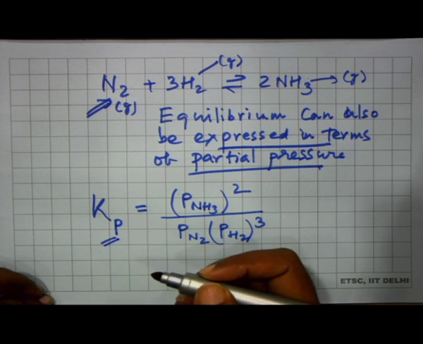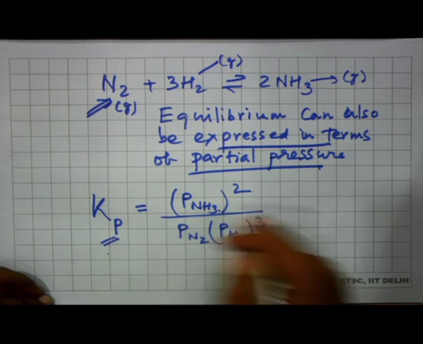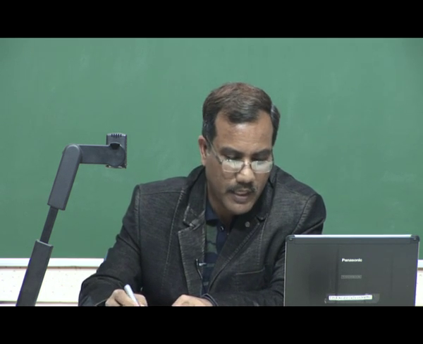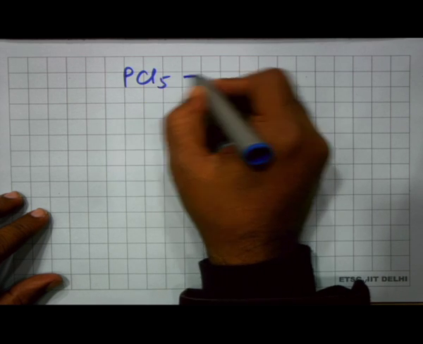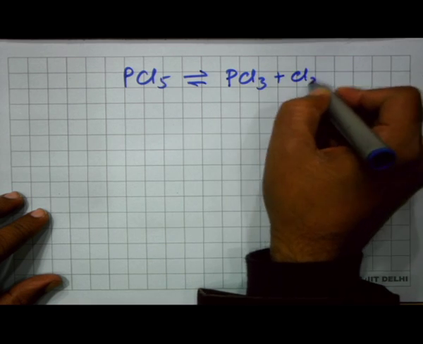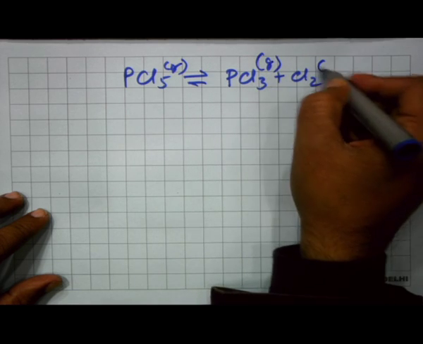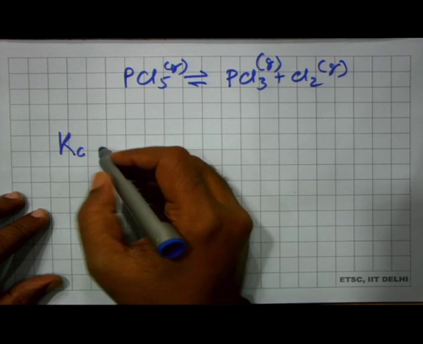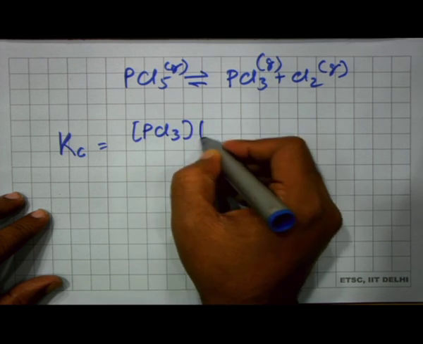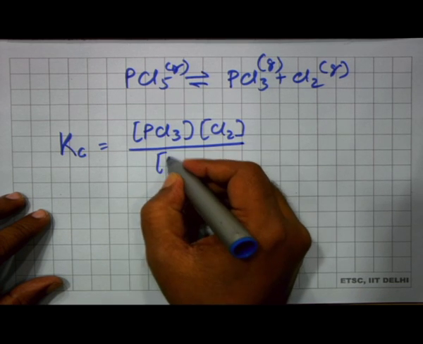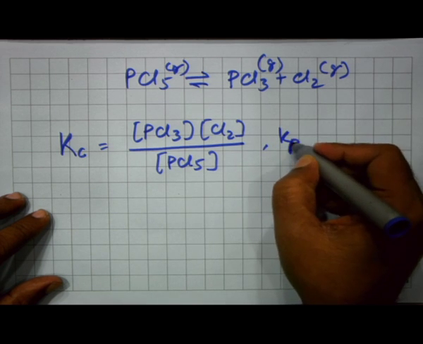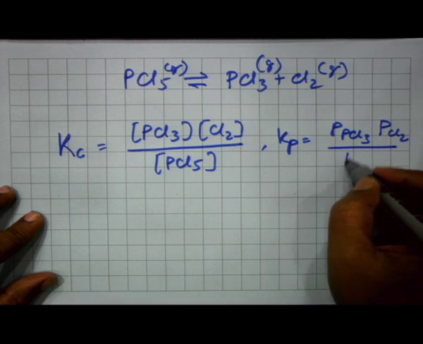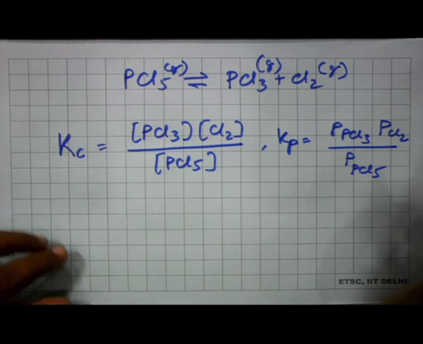So, this is different from Kc. In Kc we use concentration, whereas in Kp we use partial pressure. For example, suppose we take PCl5 giving you PCl3 plus Cl2, again these are in gaseous form. So, we can express this equilibrium in two different terms, Kc and Kp. Kc is basically [PCl3][Cl2] divided by [PCl5], whereas Kp can be written as the partial pressure of PCl3 into the partial pressure of Cl2 divided by the partial pressure of PCl5.